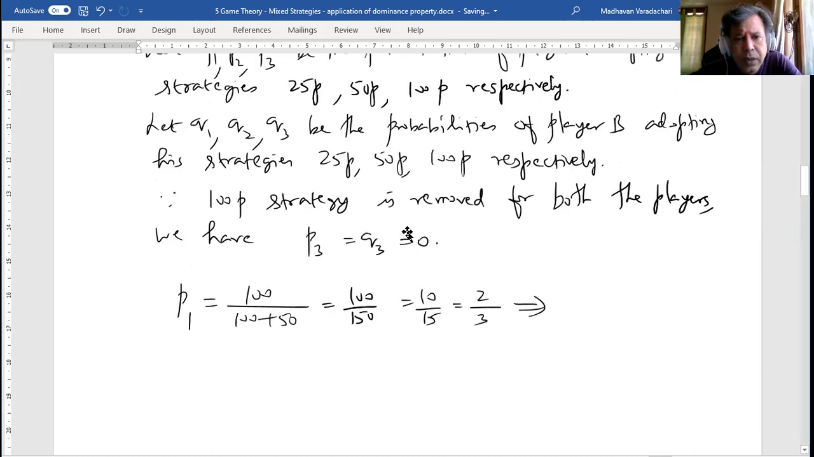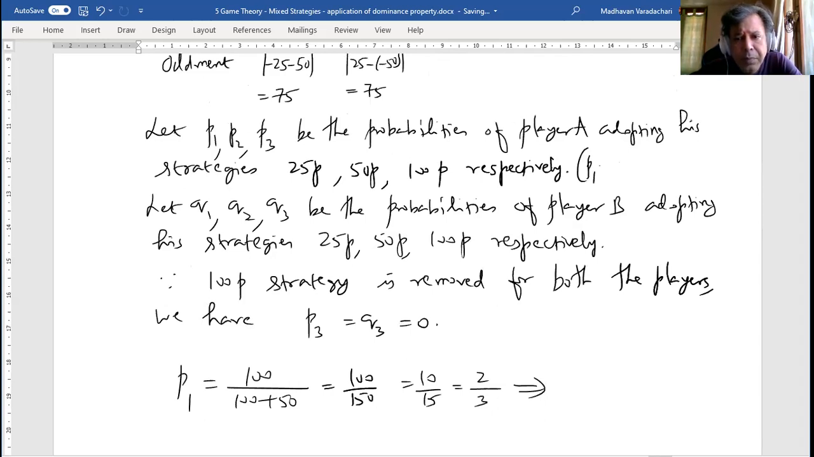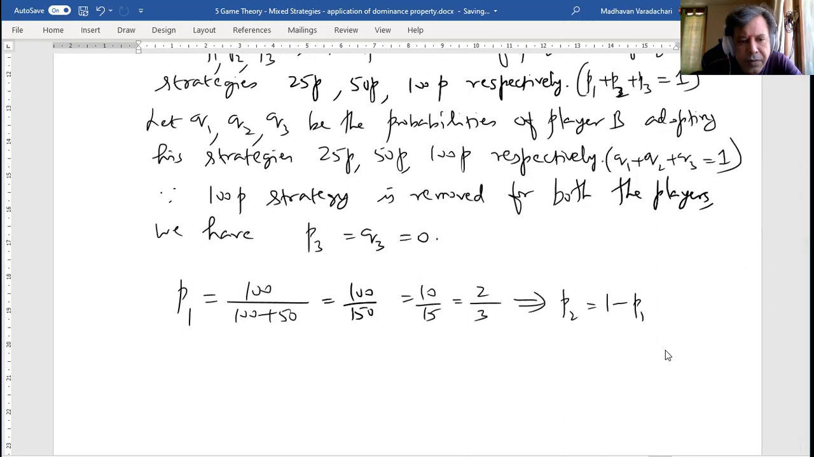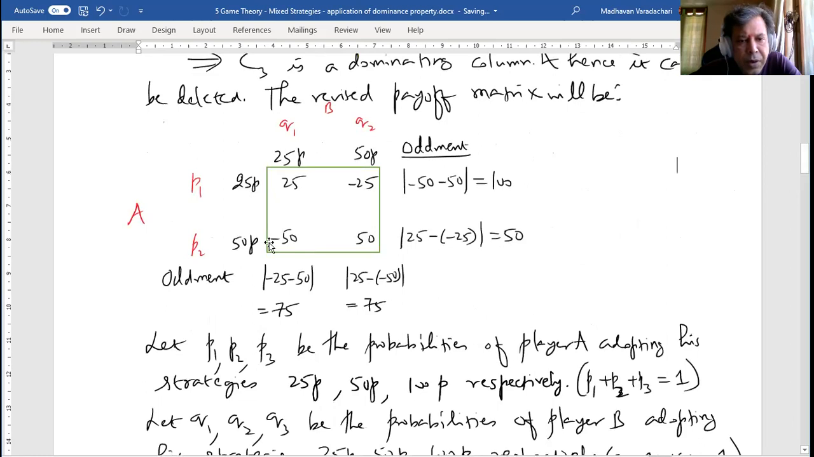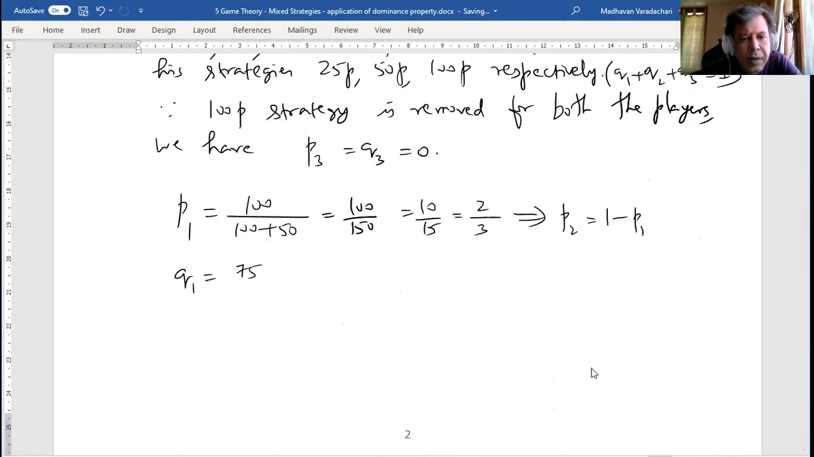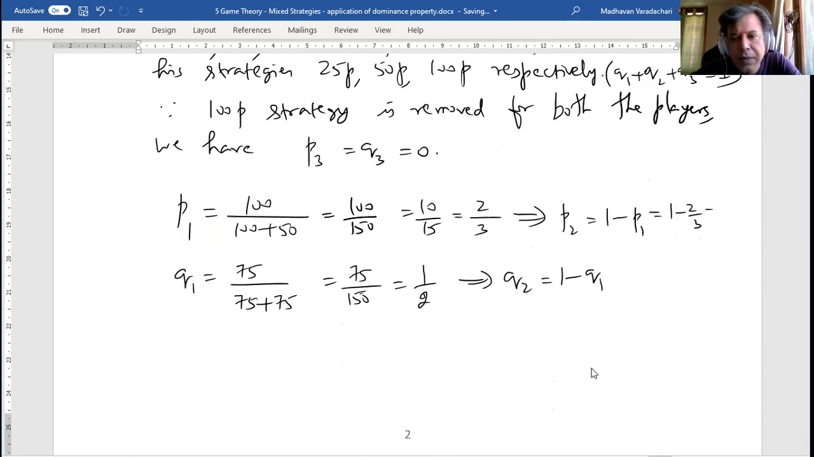This means, see here, P1, P2, P3 means sum of all the probabilities of player A should be 1. Already P3 is 0. That means I can say P2 will be 1 minus P1. Similarly here, Q1 plus Q2 plus Q3 should be 1. Already Q3 is 0. That means I can say Q2 is also 1 minus Q1. Now let us find out Q1 first. Corresponding oddment is 75 divided by sum of the column oddments, which is 75 by 150, which is 1 by 2. That means our Q2 will be 1 minus Q1. Here P2 is 1 minus 2 by 3, which is 1 by 3. Here Q2 is 1 minus 1 by 2, which is 1 by 2.